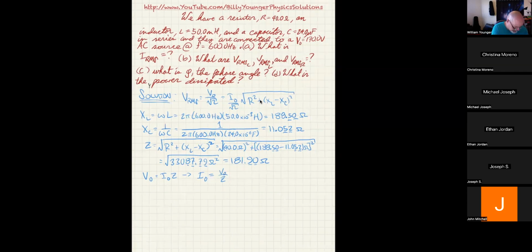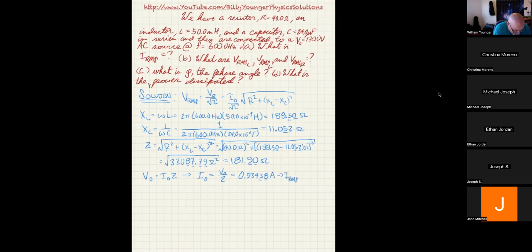So now I take this V0 and divide it by Z. I'm going to do 170 divided by 181.90, giving extra sig figs, obviously. And that's, in fact, 0.93458. Since that's a 5, I definitely need to add both digits there just to make sure everybody's on the right path here. So that's amps.